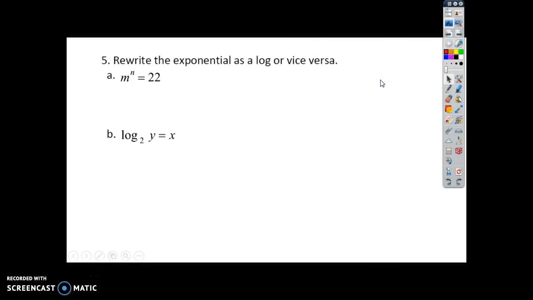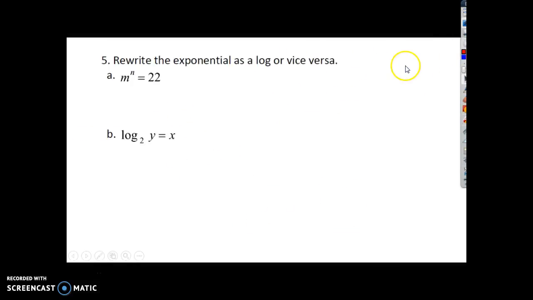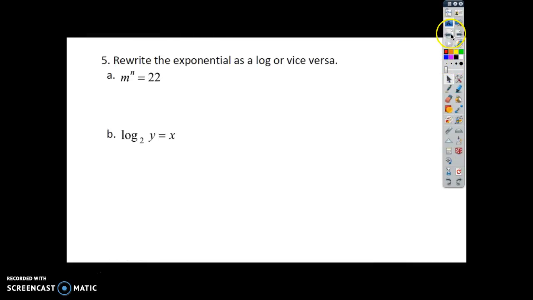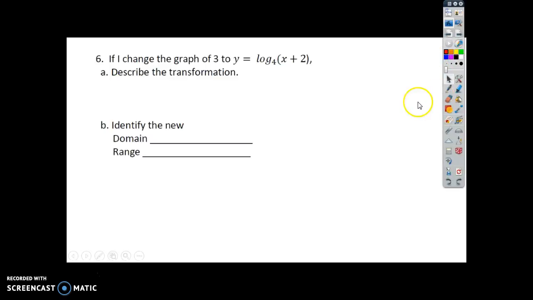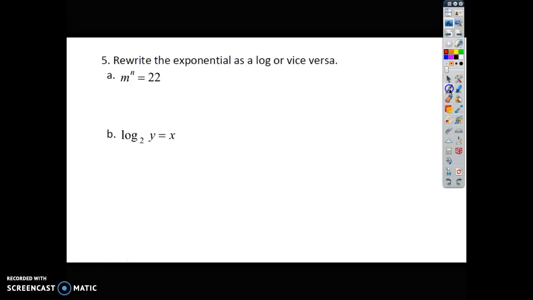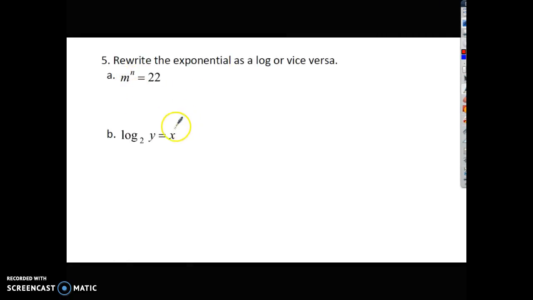Okay, let's look at number 5. Rewrite the exponential as a log or vice versa. So we're going to use that same rule from number 4. We're just going to rewrite it. This is an exponential, so we're going to write it as a log just to know we know the definitions and how to rearrange it.